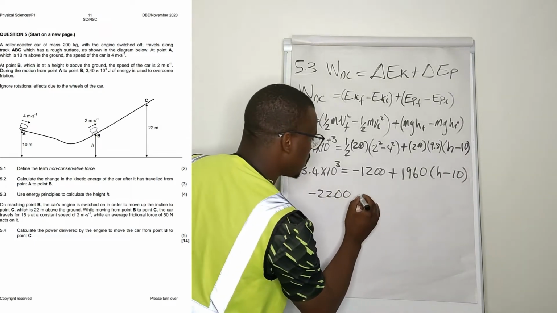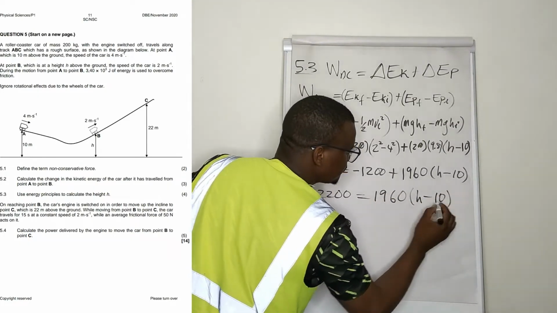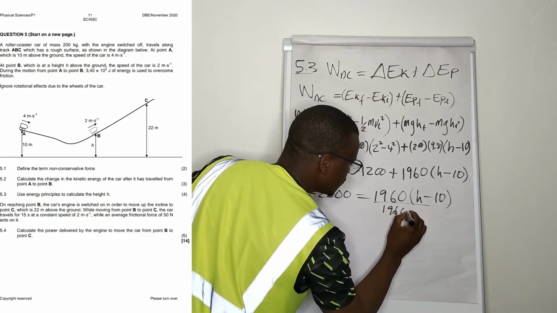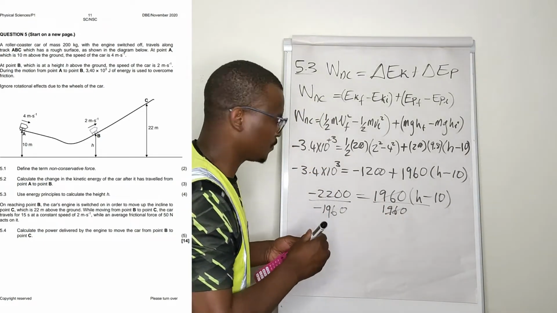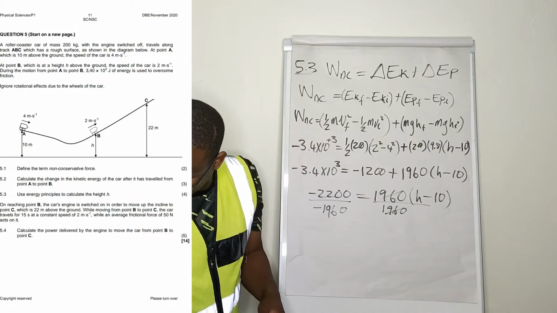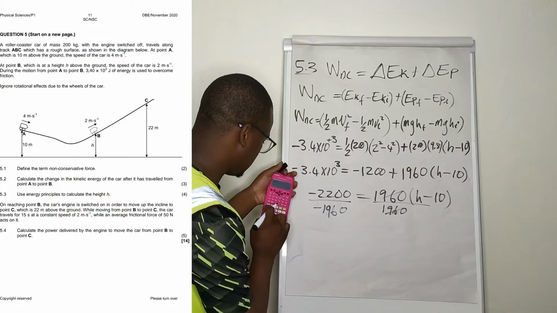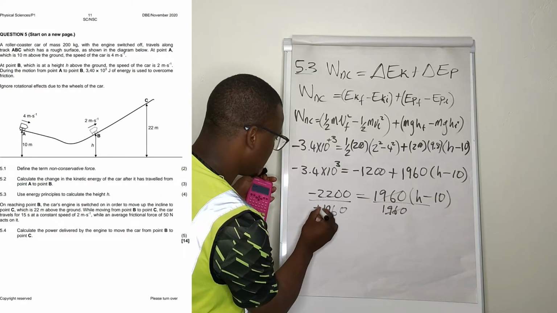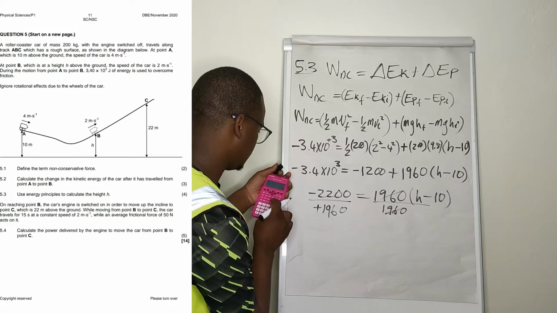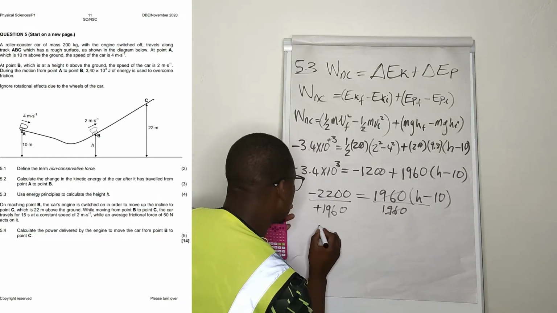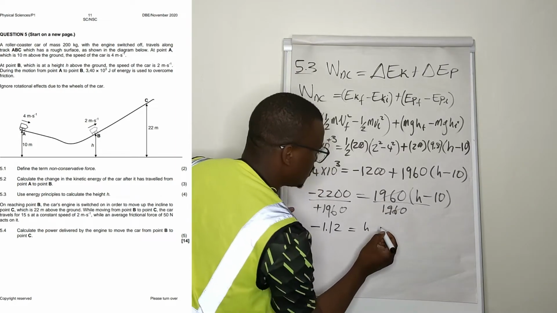Negative 2200 is equal to 1960 times h minus 10. Divide by 1960. This and that, they are gone. You are left with this divided by 1960. And it's positive. Why did I make it negative? 1960. Which will give you negative 1.12 is equal to h minus 10.